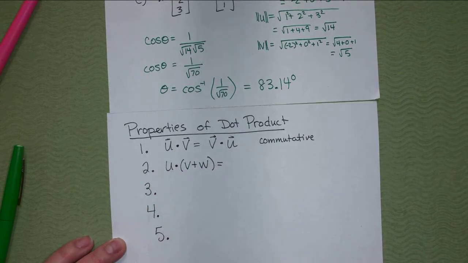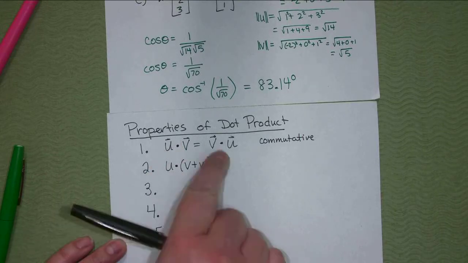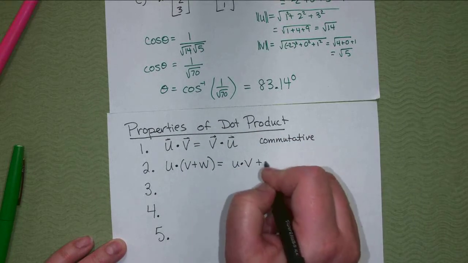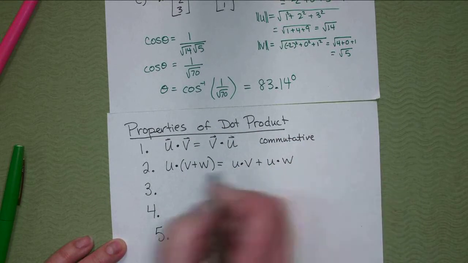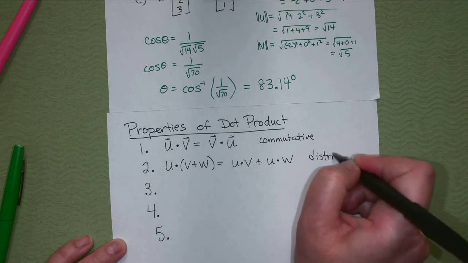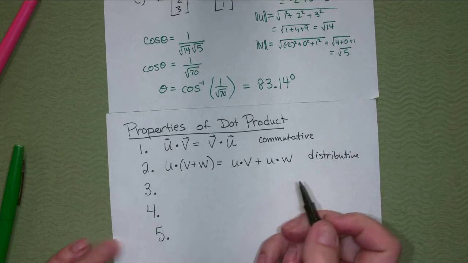The second property is the distributive property, and it works for dot product as well, which is u dot v, sort of like you're multiplying it in, just like you would do normally, u dot v plus u dot w. So you can use the distributive property. You'll need this on the homework.